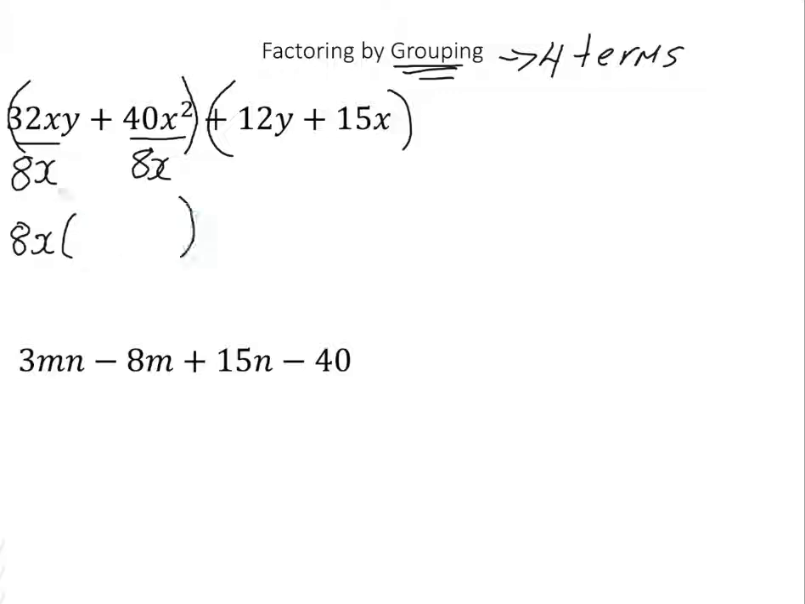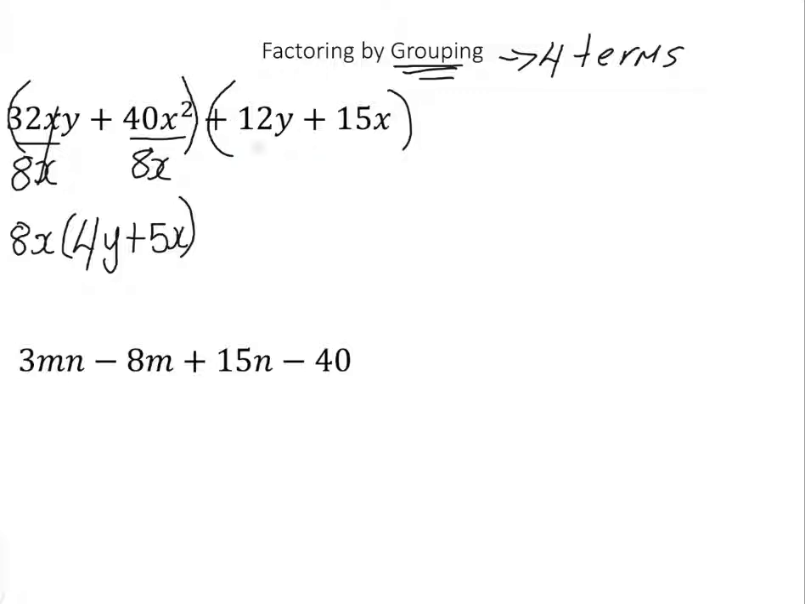And when I divide 32 divided by 8, I get 4. The x's cancel, leaving me with y, plus 40 divided by 8 is 5, and x squared divided by x is x.